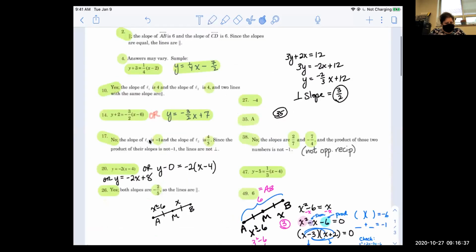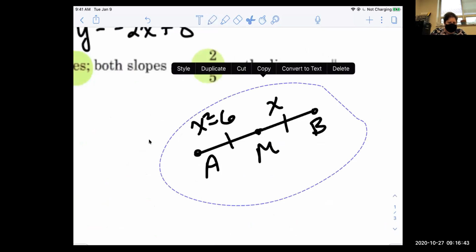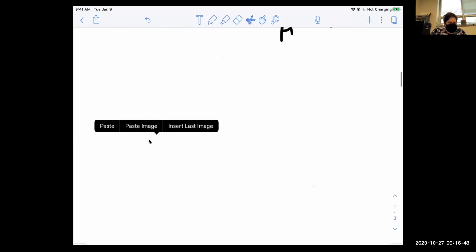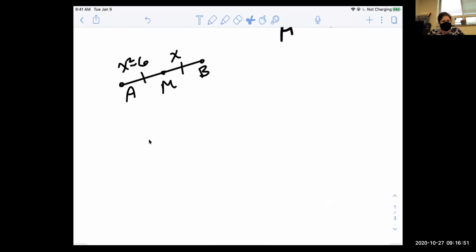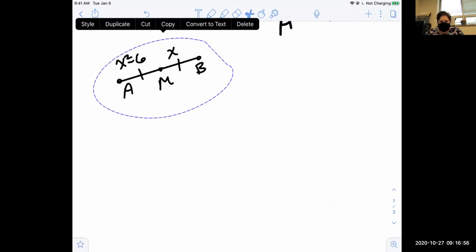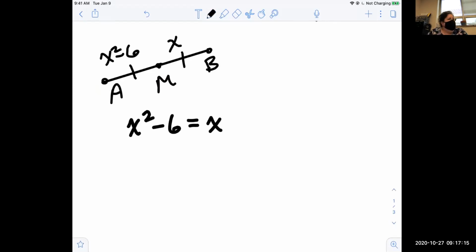Okay. All right, for number 49, it tells you that you have a segment AB. M is the midpoint of segment AB. It gives you lengths for AM and MB and asks you to find the length in terms of the value of segment AB. So since that's a midpoint, we know that x squared minus 6 is going to equal x. Now the question is, how do you solve that?